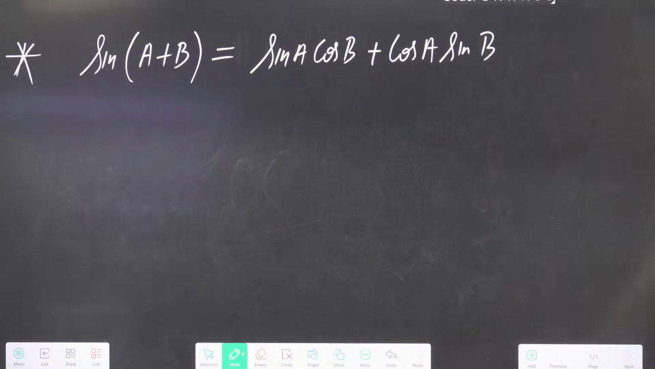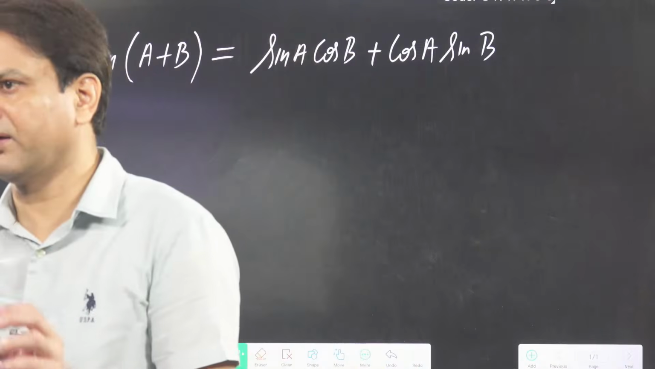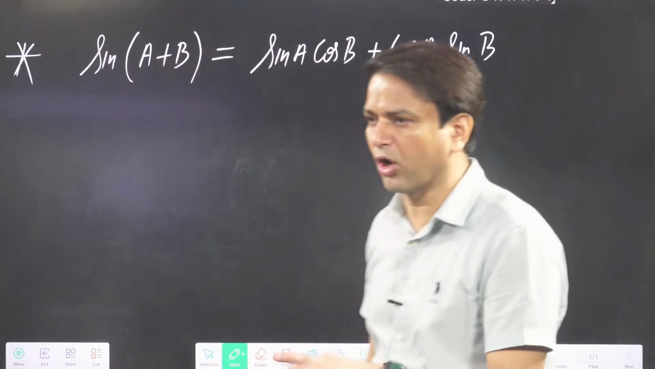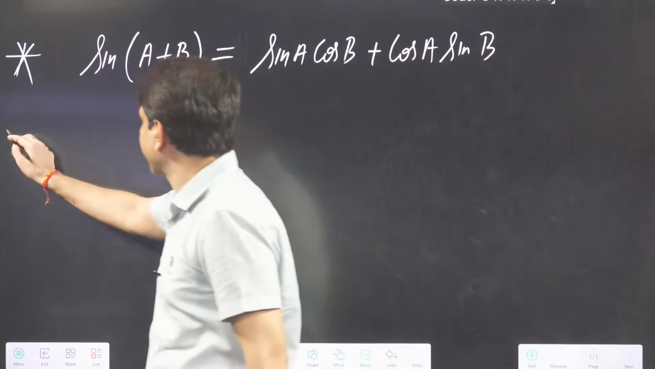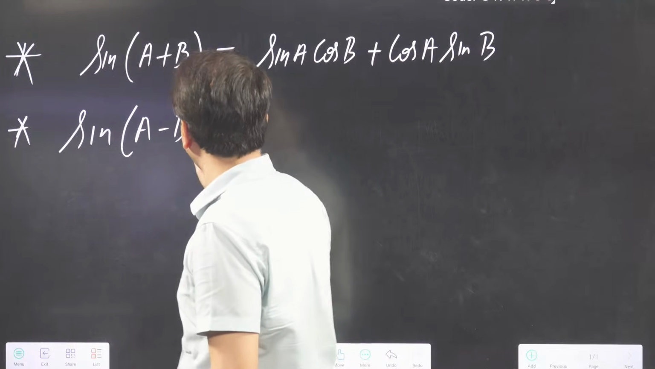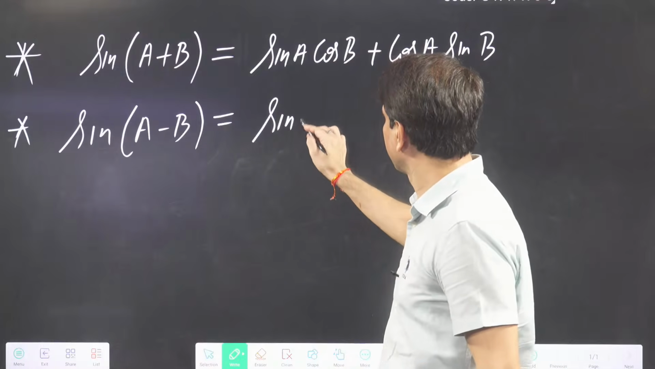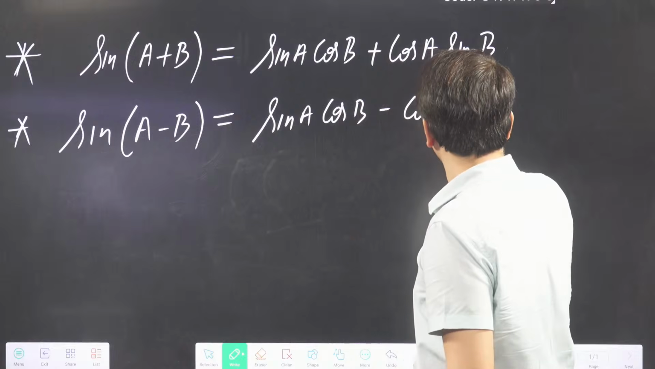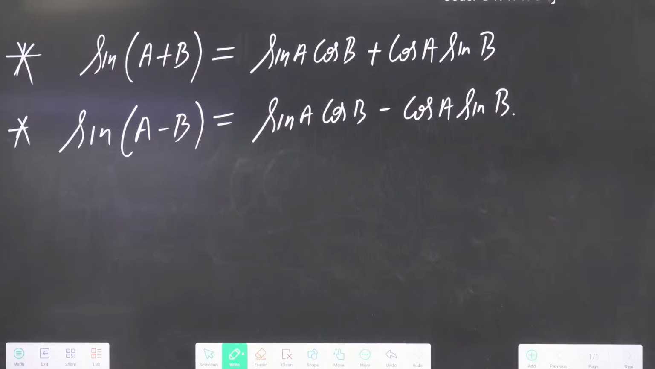Sine a plus b is equal to sine a cos b plus cos a sine b. Two terms will be there, but in each term both sine and cos will be there, like the product rule in differentiation. Second, if I put the minus in between, sine of a minus b is a similar formula, with only minus in between: sine a cos b minus cos a sine b.